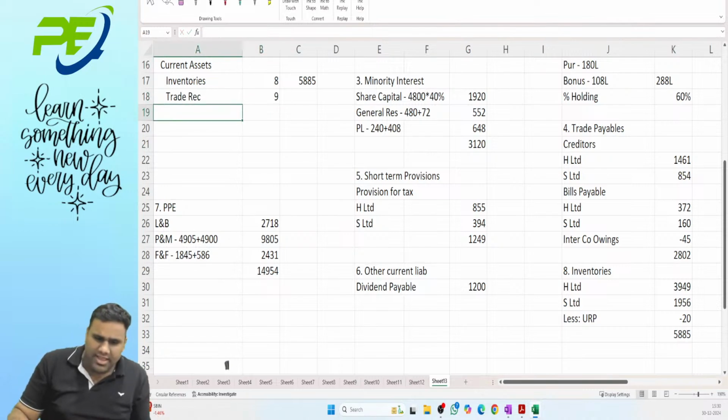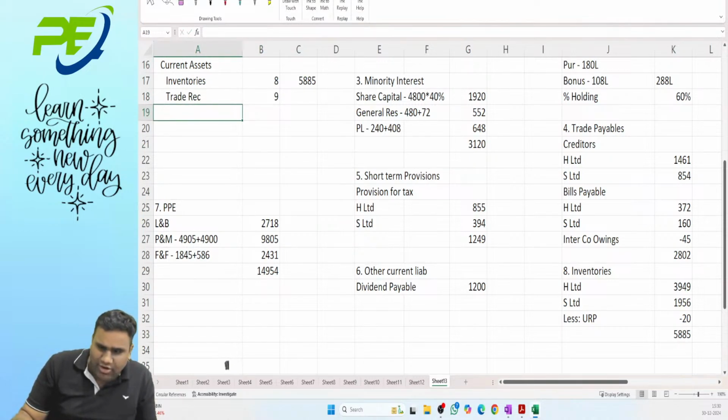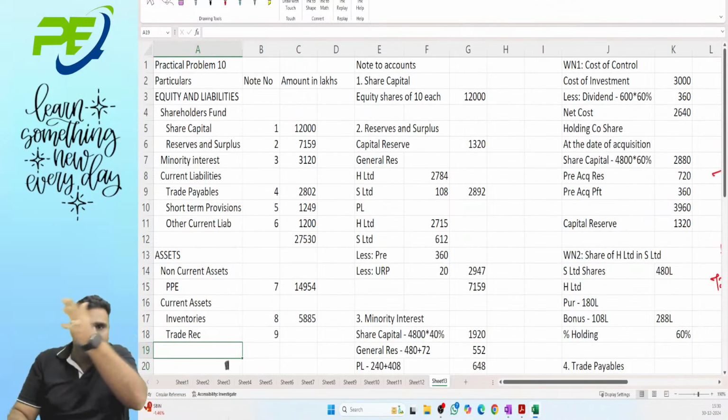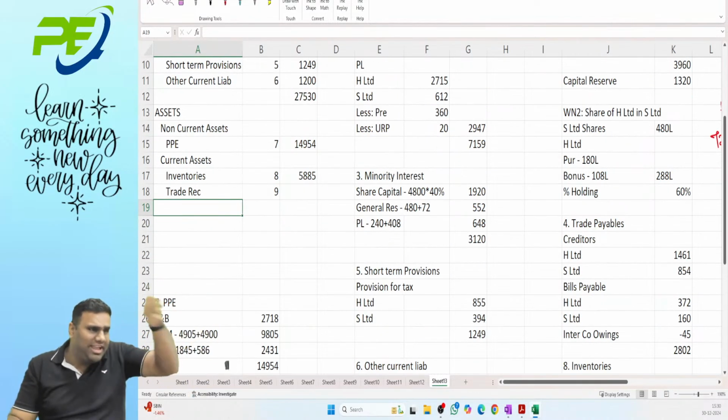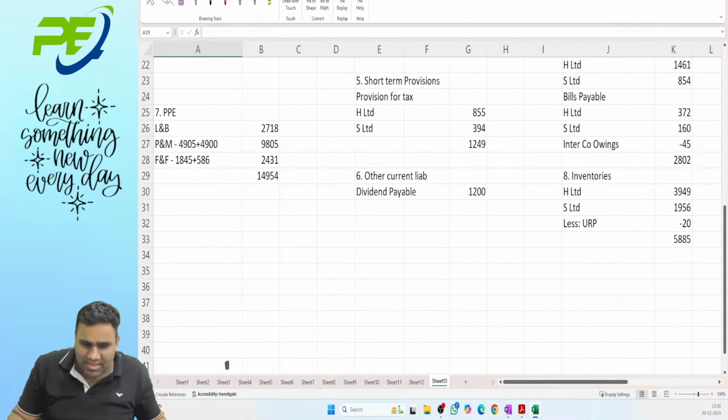Note number 9. Here, there is no space left. See, I have written 33 rows and three columns.